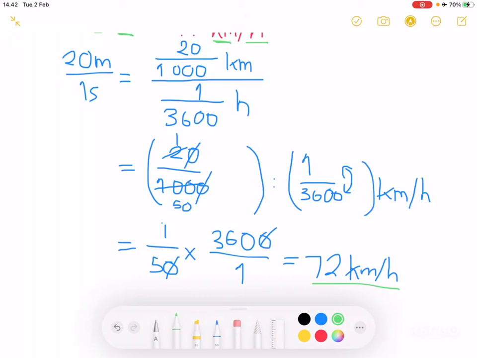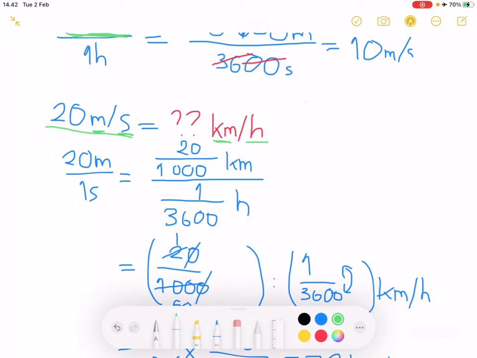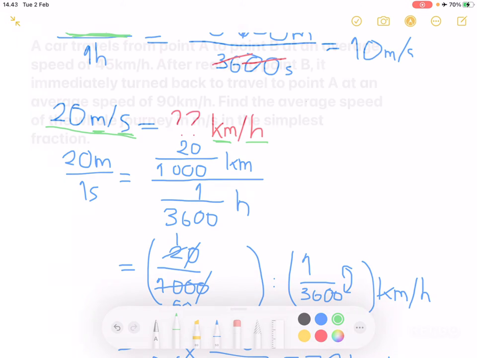So notice that 72 kilometers per hour is equal to 20 meters per second. And that's all I have to say for this. I would say the strategy is to look at the distance units, convert them, and then do the same thing on the time units. Alright, let's get into some questions.